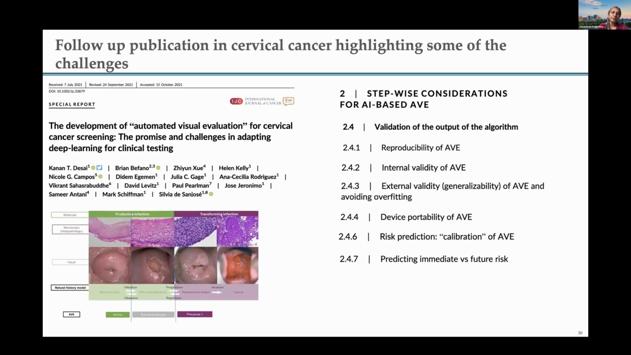And this follow-up publication from the same group at NIH highlighted some of the challenges in terms of essentially going from an algorithm that is the first step in terms of something you're happy to publish to something that is really generalizable and deployable in a robust manner externally.